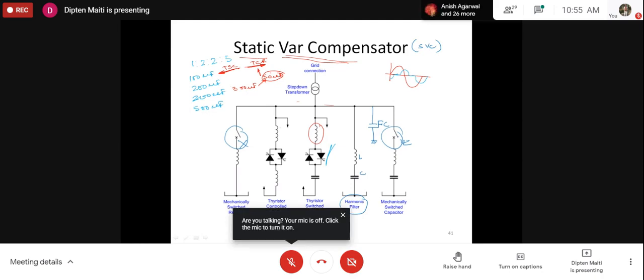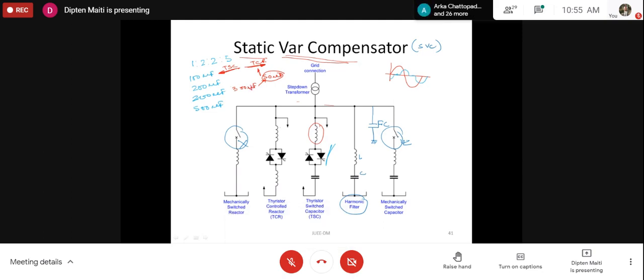Or I can say, let's say you require 250 VAR. So you supply 300 VAR, and by using a TCR, you absorb 50 VAR, such that you would be left with 250 VAR, and the SVC would supply to the load an equivalent value of 250 VAR.